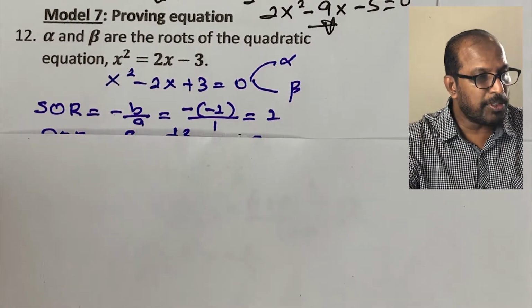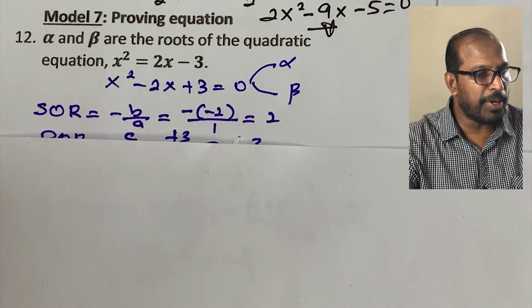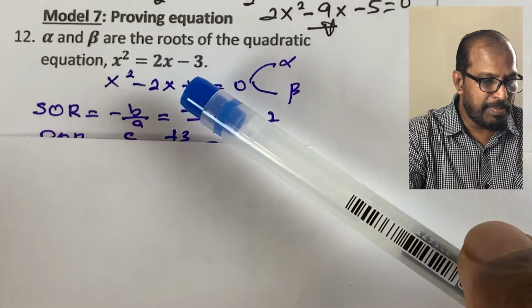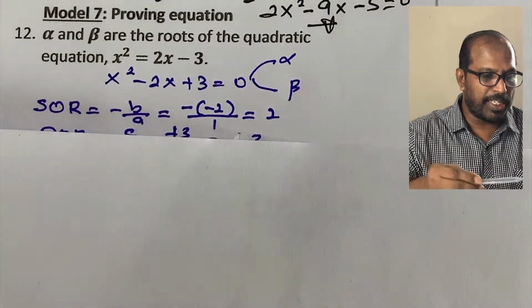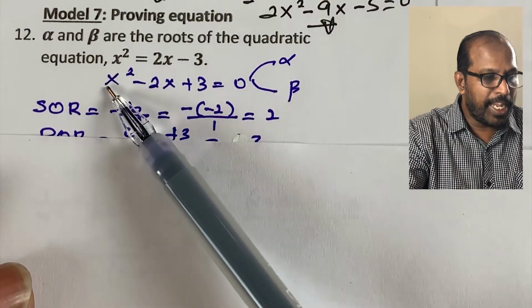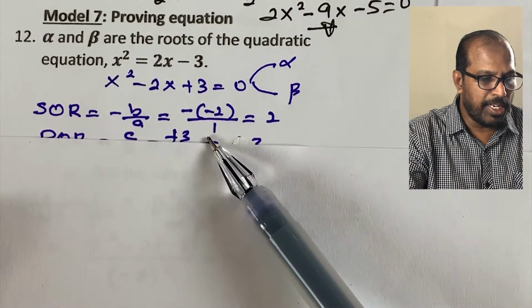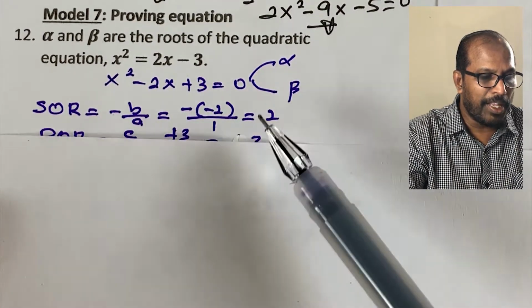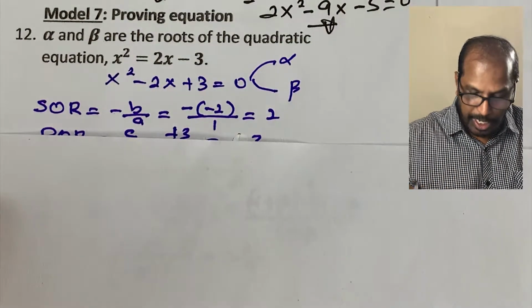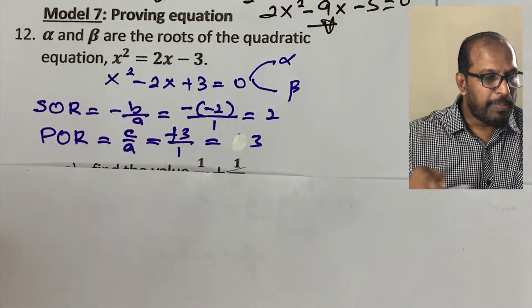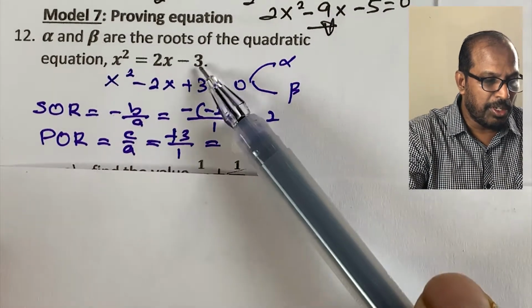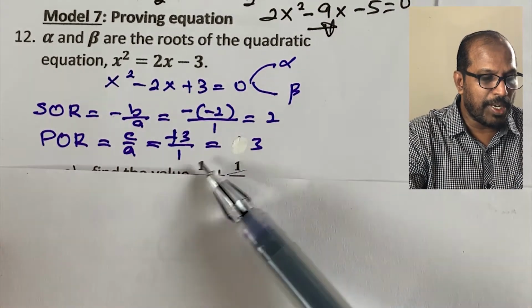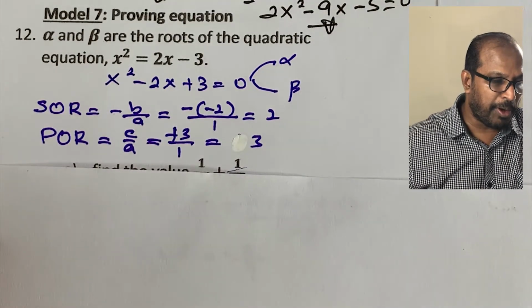So what is the sum of the roots? Sum of the roots is negative b over a, and b is negative 2. So negative of negative 2 divided by a, which is 1, and since there is a negative in the formula, we get the value as 2. Now we're moving on to the product. The formula is c over a, c is equal to 3, that means 3 divided by 1 is 3. So we got the sum of the roots and the product of the roots.